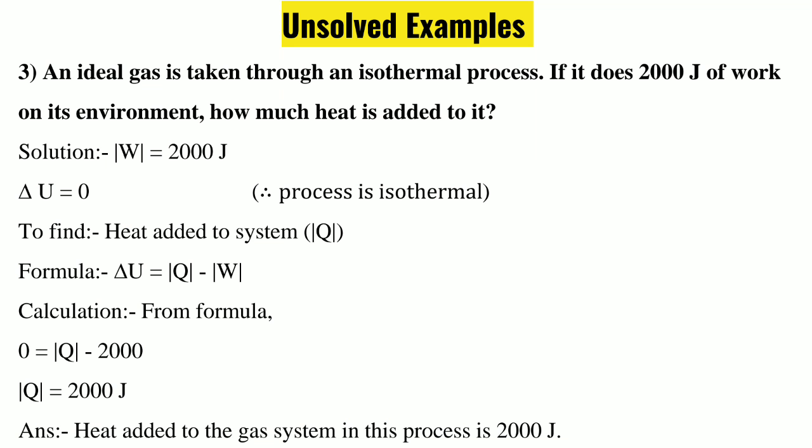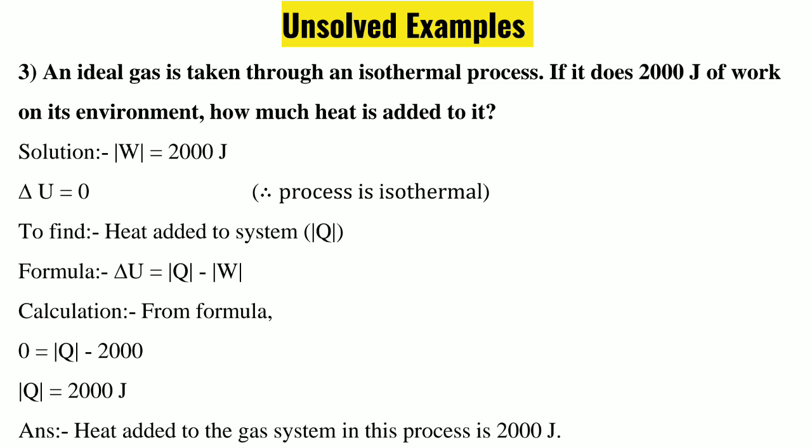Next one. An ideal gas is taken to an isothermal process. If it does 200 joule of work on the environment, how much heat is added to a system? Now try to understand. Isothermal means temperature is remaining constant. It does a work of 2000 joule. So work done is 2000 joule, and as it is an isothermal process, delta U will be equal to 0. There will be no change in internal energy because internal energy is related to change in temperature.